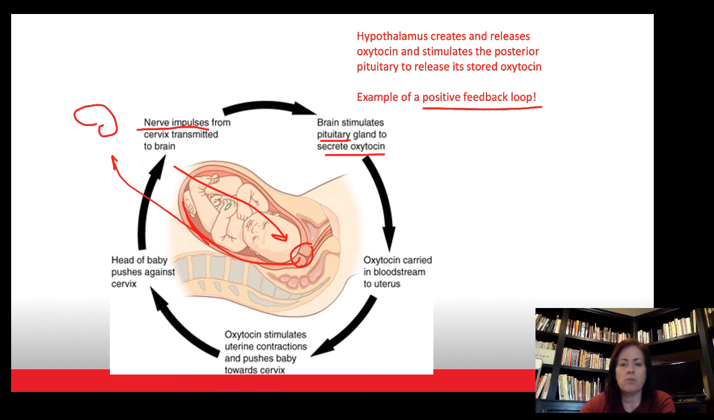Oxytocin is going to travel through the bloodstream down to the uterus, okay? And oxytocin stimulates stronger and stronger uterine contractions. So the uterus is going to contract stronger. That's going to push the baby's head against the cervix even more and cause even more release of oxytocin. So this is one of the examples of a positive feedback loop. When does this shut off? Well, after the baby's born, there's no more pressure against the cervix, and the whole cycle can shut off at that point. So this is an example of positive feedback.